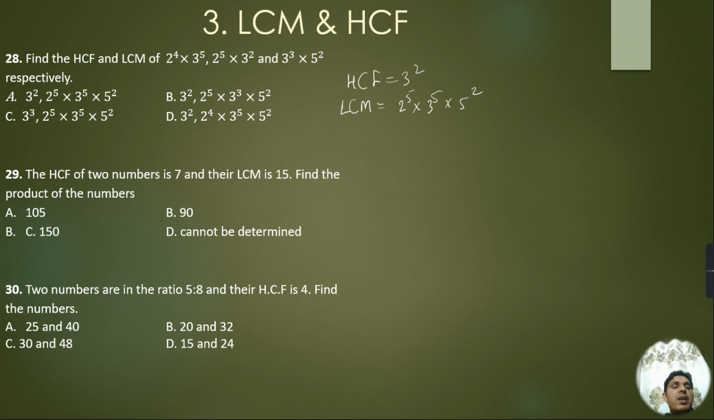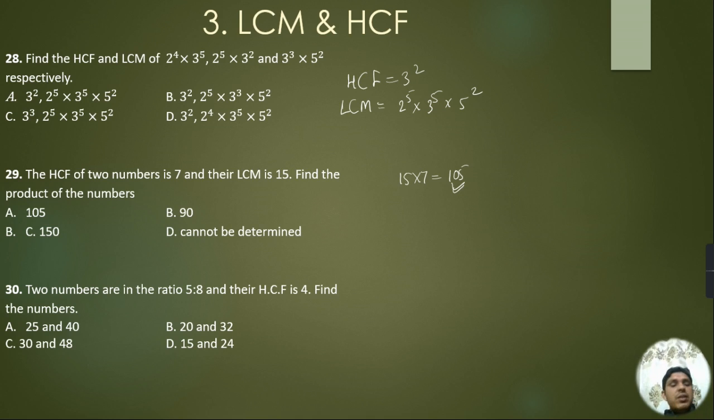Coming to the next question, question number 29. The question is, the HCF of two numbers is 7 and their LCM is 15. Find the product of the numbers. Highest common factor of two numbers is 7. Let us suppose a and b are the numbers. Their LCM is 15. So find the product of their numbers. We can simply find LCM multiplied by HCF, that is 15 multiplied by 7. That answer will be 105. Product of the numbers is equal to LCM multiplied by HCF.